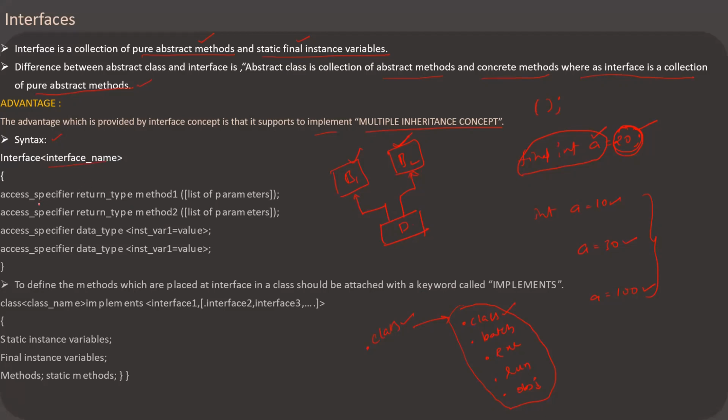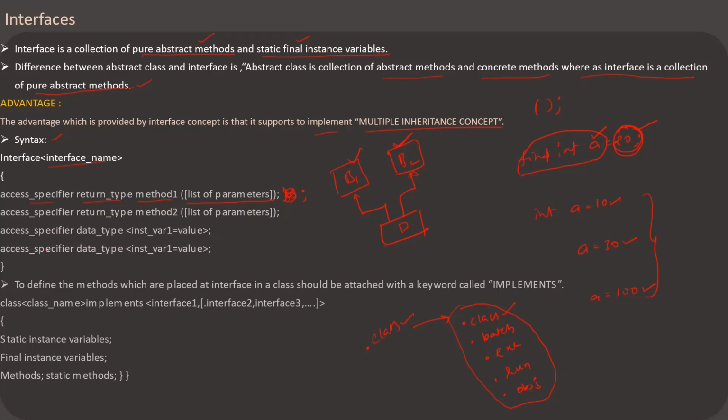Interface name. Now you can see access specifier, return type, method one, list of parameters you're going to use, with a semicolon. This is very important. Semicolon, which is nothing but the prototype. In the same way, you have one more access specifier with a return type, method two, list of parameters with a semicolon. In this way, you can enclose n number of abstract methods.